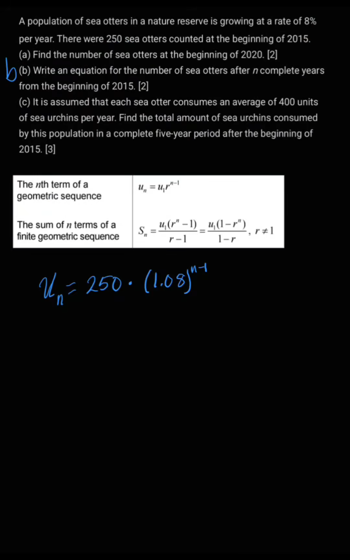For part B, we're going to find an equation. We're going to write an equation for the number of sea otters after n complete years. So in n years, how many otters will we have? We're going to use the geometric sequence formula. We do not know what n is. We're trying to write an equation for n.